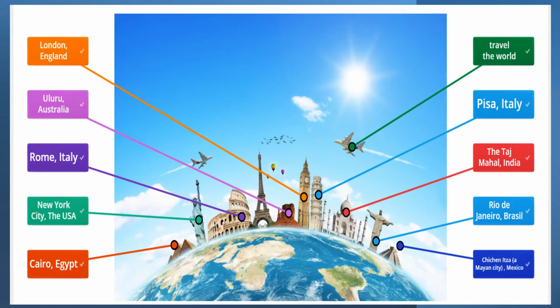So, have you traveled the world? Have you visited London in England, Uluru in Australia, Rome in Italy, New York City in the USA, Cairo in Egypt, Pisa in Italy, the Taj Mahal in India, Rio de Janeiro in Brazil, and finally a Mayan city, Chichen Itza in Mexico?